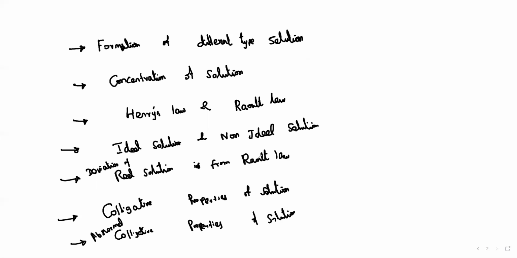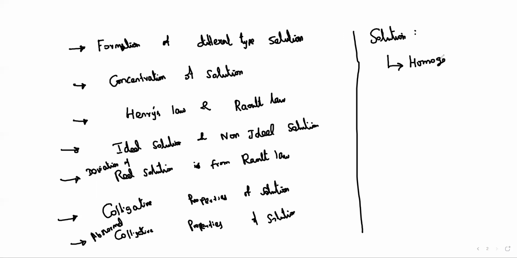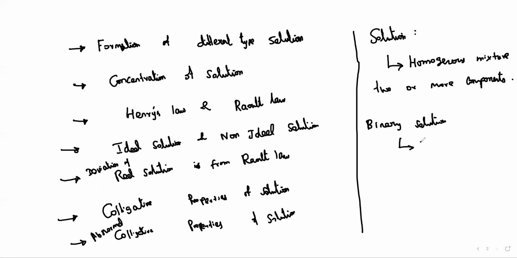So in today's class, we will be dealing with the formation of different types of solution and the concentration of solution. In this chapter, we know that a solution is a homogeneous mixture of two or more components. In our chemistry, we are going to take only two components, that is called a binary solution. So a binary solution means only two components are mixed.